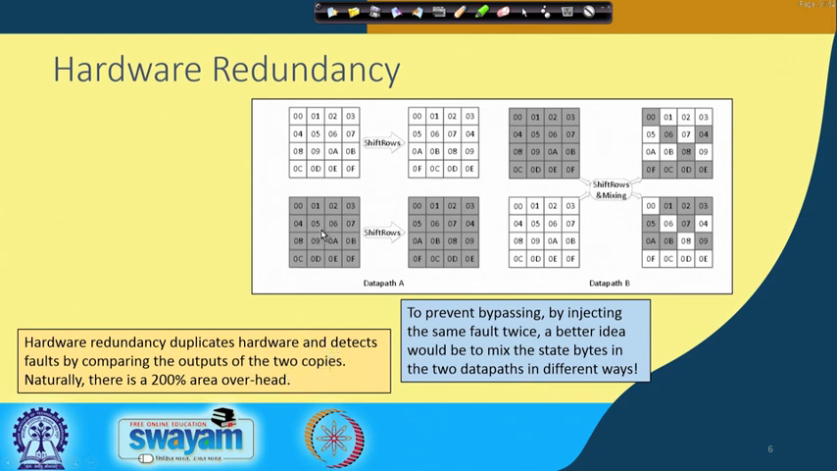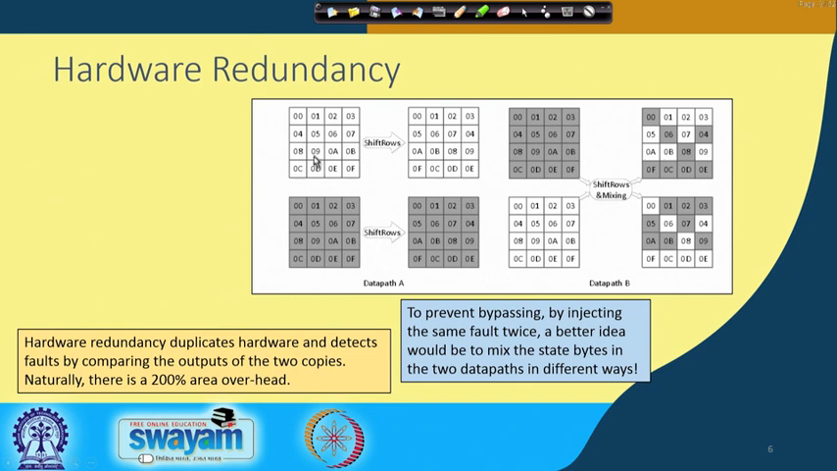Now there is another alternative strategy which can be useful, particularly to prevent bypassing by injecting the same fault twice. Suppose the adversary is able to inject the same fault twice, then he would be able to bypass such a countermeasure. Another interesting solution which was proposed is illustrated in this diagram. The idea is that I have two data paths, data path A and data path B, and I do the encryption in both by doing intermixing.